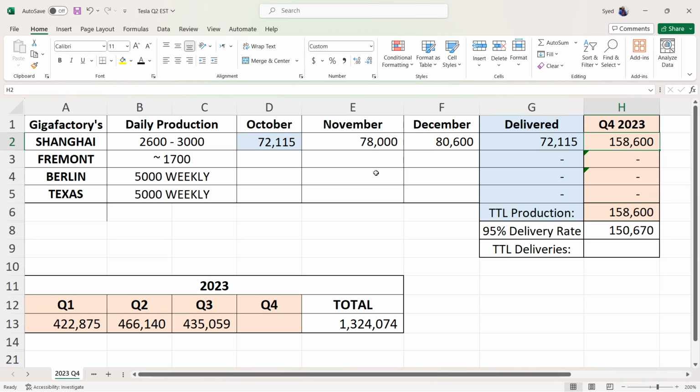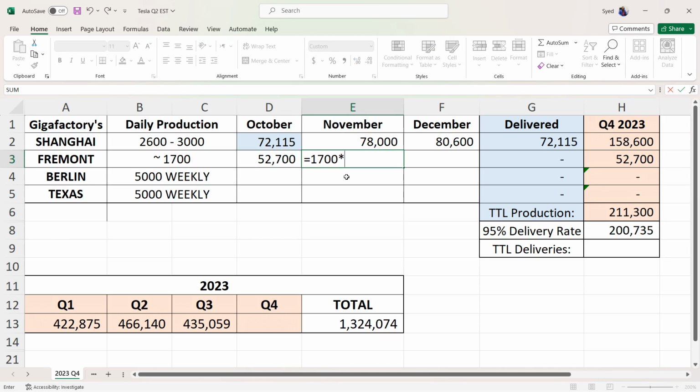Sheesh moment right there. In Fremont, they do about 1,700 vehicles daily in production, and for October, for 31 days, there were no holidays, no nothing. Multiply that by 1,700, we get almost 53,000 vehicles. But in November, in the United States and California, there's Veterans Day and Thanksgiving, and they're off for those 2 days. So if we subtract 2 days, it's 28 days.